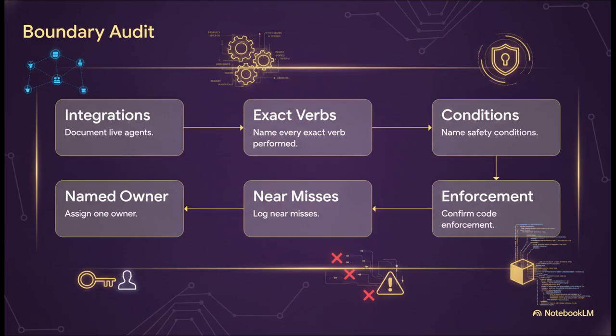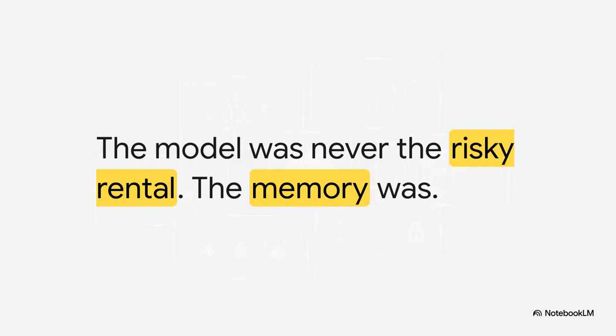Third, define the safety condition required for that action to actually be safe. Fourth, and this is absolutely crucial, confirm that condition is actively enforced in your code, not just sitting on some wiki page. Then, log the near misses, and finally, assign one named owner who is responsible for rechecking this exact list next month. If you take away just one thing from today's explainer, let it be this.